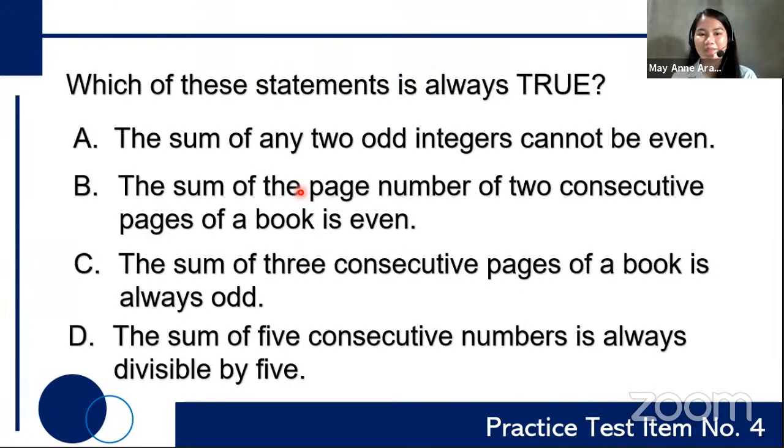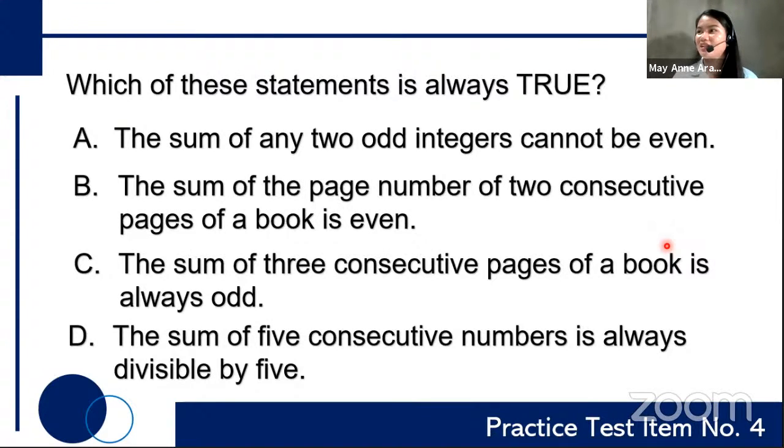And for letter B, the sum of the page numbers of two consecutive pages of a book is even. 1 and 2, consecutive yon. 1 plus 2 is 3, and 3 is an odd number. Therefore, B is false. And for C, the sum of 3 consecutive pages of a book is always odd. So, 1 plus 2 plus 3 is equal to 6, and 6 is an even number. So, false na din yung letter C.